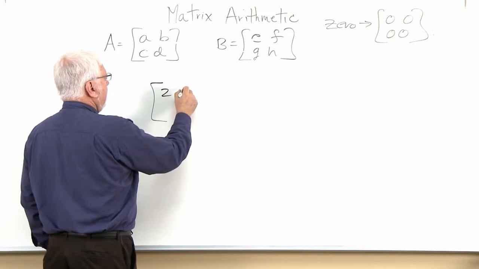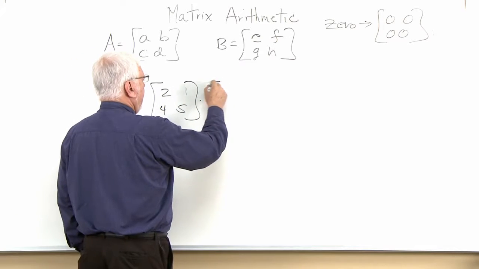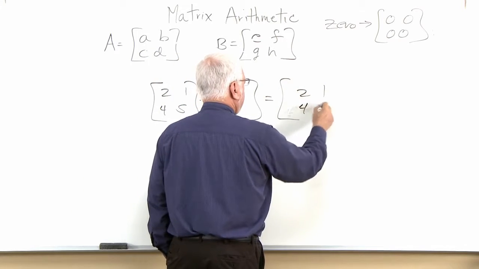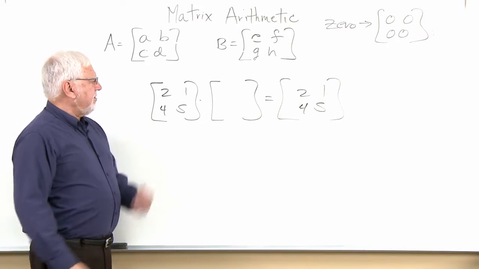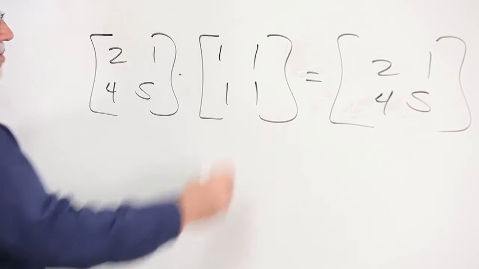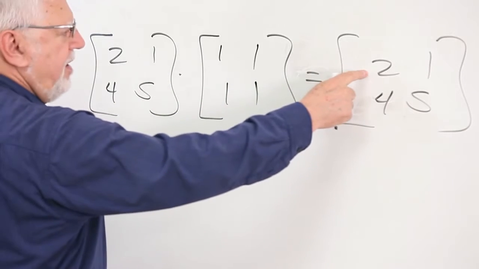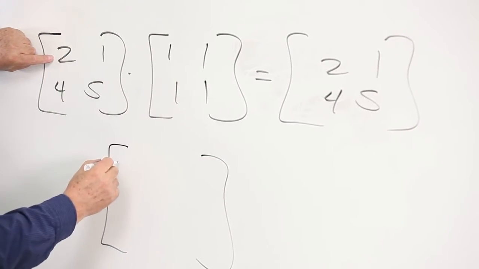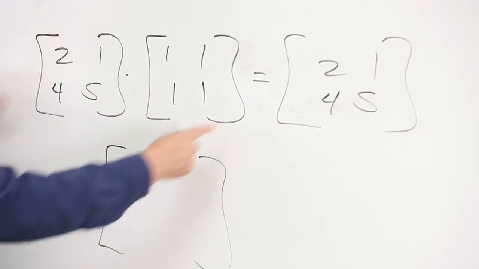Let's try 2, 1, 4, 5. Now, is there a number that we could multiply by this and not change it? Remember, that's what 1 did. Is there a matrix that we can pick here? Well, if you think about it, the matrix would be 1, 1, 1, probably a guess. Does that work? Well, it's got to give me a 2 right here, right? Let's just try that down here and see. 2 times 1 is 2. 1 times 1 is 1. It gives me a 3. So right away it fails.